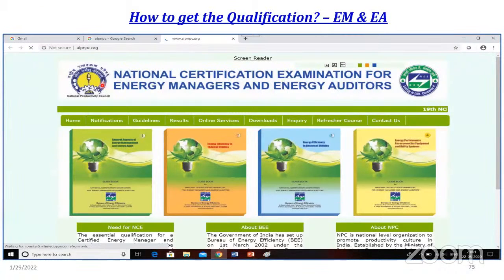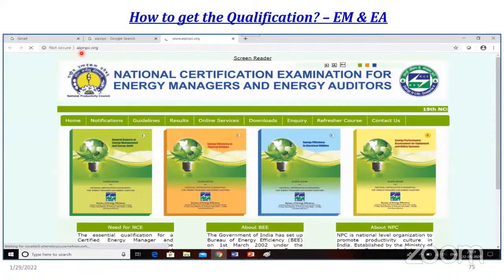Now, this information you can get from the website called aipnpc.org. You can see the very important point: NPC is available in almost 17 places, 17 states. And Chennai, Tamil Nadu NPC is the NPC that solely designed this and conducts this examination. Of course, all the NPCs also assist with this examination.